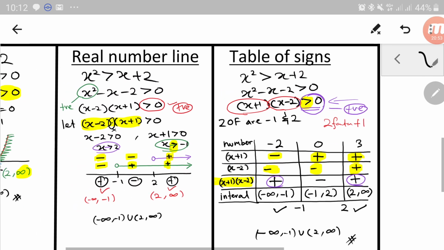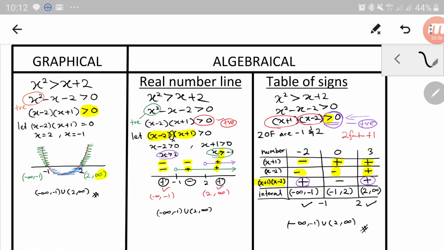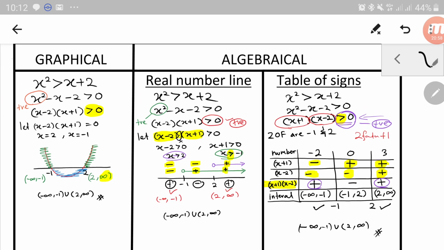Maybe I zoom it up a little bit for you to get a general idea, and maybe some differences and some similarities between these three.